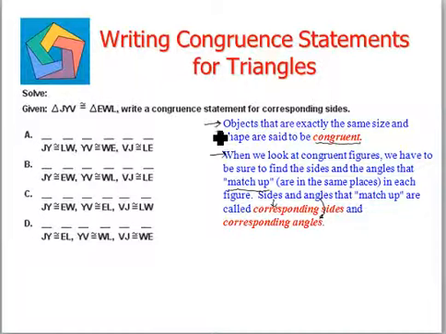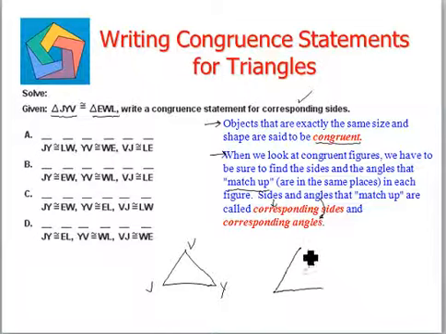To understand the concept, let's do some questions. It says triangle JYV is congruent to triangle EWL. Write a congruent statement for the corresponding sides. So we'll roughly draw two triangles, that is J, Y and V, while the other triangle is E, W and L. So now we have to write the congruence statements for the corresponding sides.